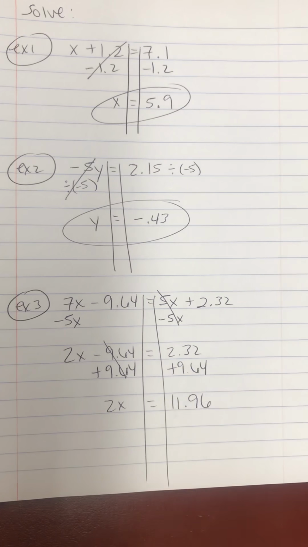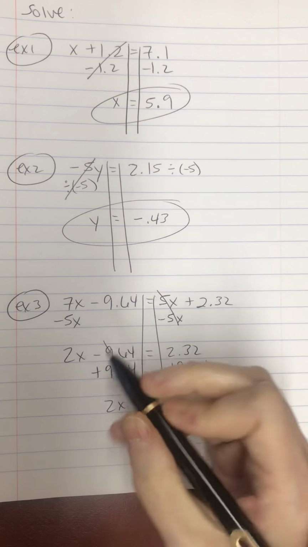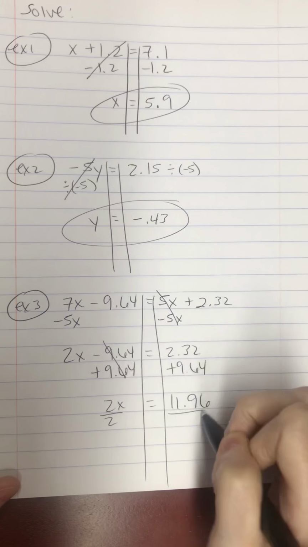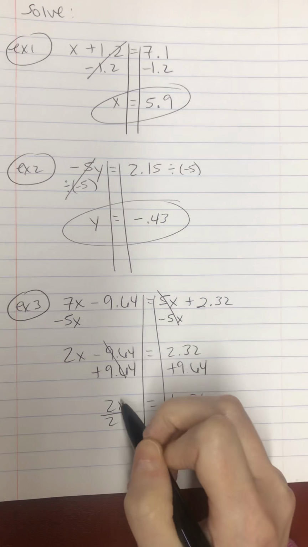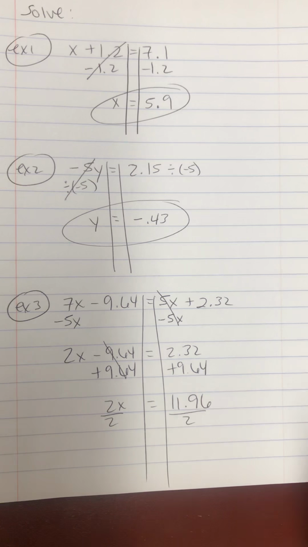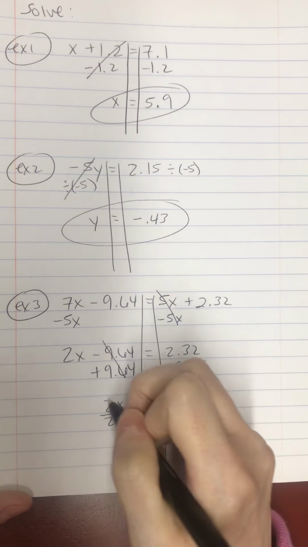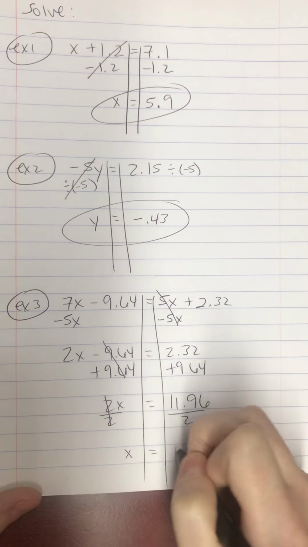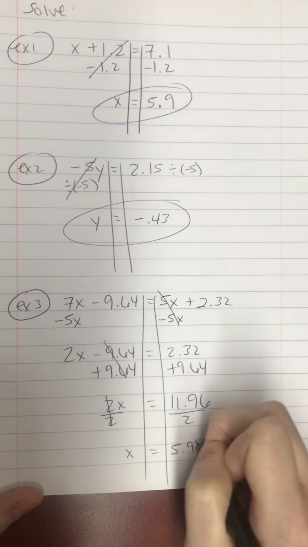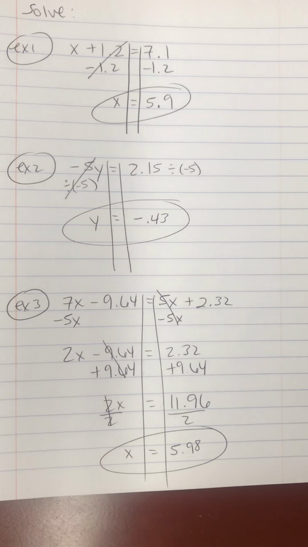And then once you get down to this step, you have only one last thing to do. Get rid of the 2. Since it's 2 times x, we're going to divide on both sides. I'll just use it in fraction form, but you could also write divided by 2 if you like that better. Divided by 2 over here as well. The 2's will then cancel, and you are left with x equals 5.98. Okay, final answer, 5.98.